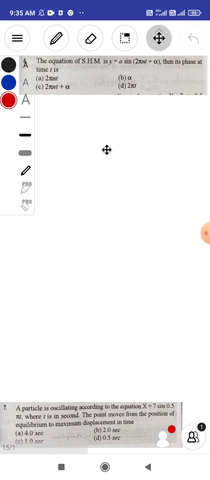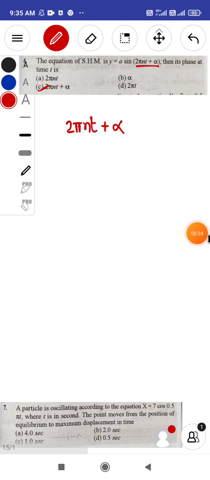Sixth problem. The equation of simple harmonic motion is y is equal to a sin(2 pi n t plus alpha). Then its phase at time t is what? Here they have given the full phase. So the phase, choice C, is the right answer. That is 2 pi n t plus alpha. That is the right answer.